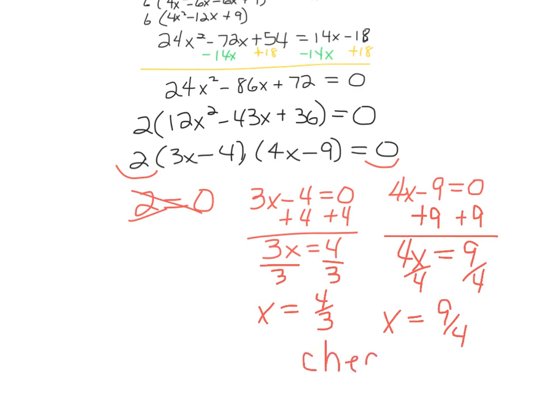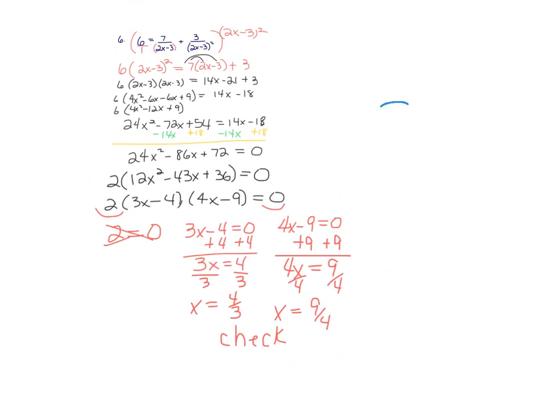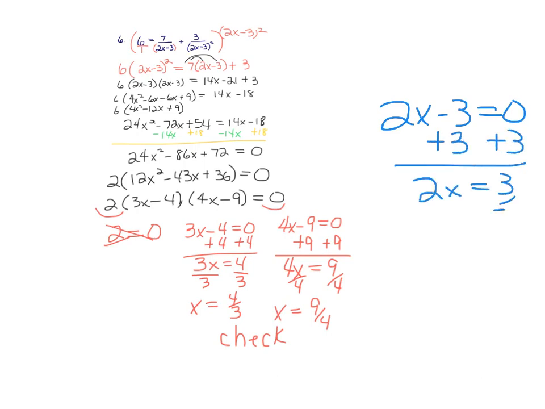I now need to check them. These are the possible answers. So I'm going to go back and I'm going to set each one of my denominators equal to 0. But what was nice here, it looked like it was complex, but it's just really 2x minus 3 squared. So I just need to do one of them. So 2x minus 3. Divide by 2. X cannot be 3 over 2. Notice my two fractions, neither of them are 3 over 2. So both of these check out. I have two solutions to this problem.